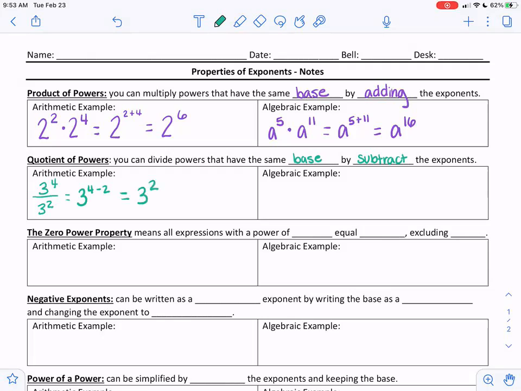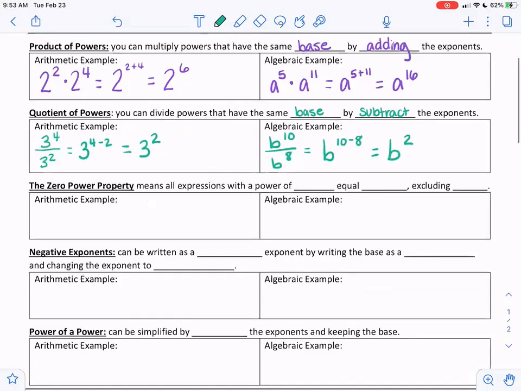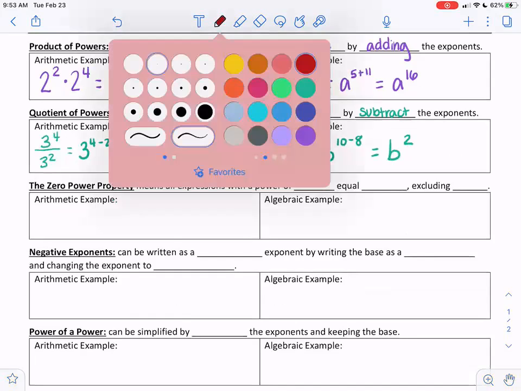For our algebraic example, we could use b's this time. We'll use b to the 10th over b to the 8th. And rather than writing out all those b's and having to cancel them out like we did yesterday, we can do b to the 10th minus the 8th, which gives me b to the second power. Much faster, much easier.